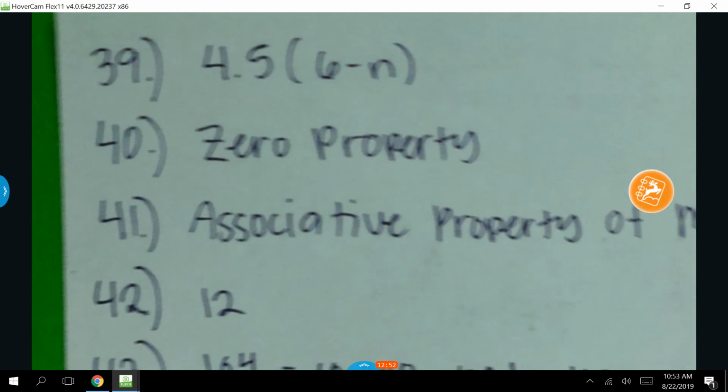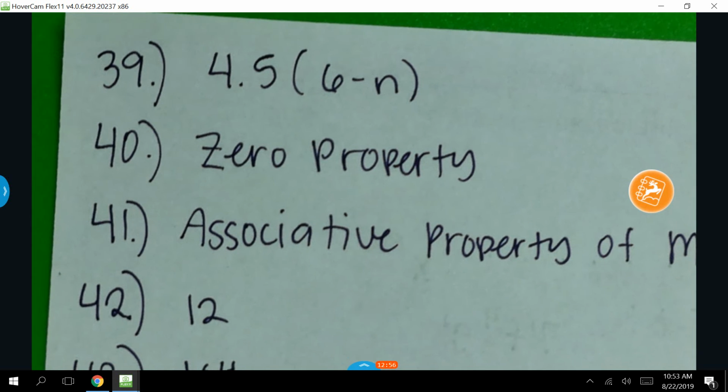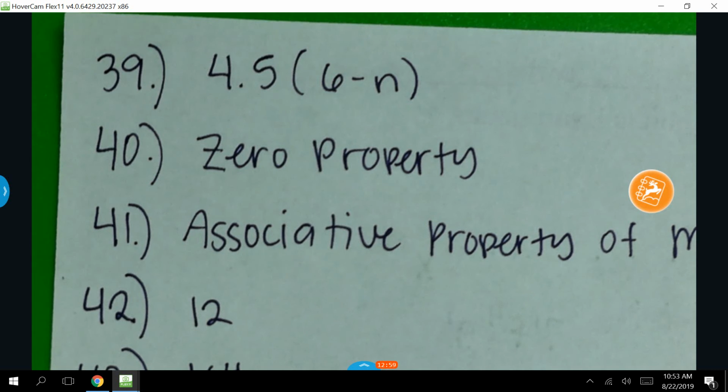I do not have the problems back here. I just have my answers. So number 39, I think it said, well, wait, somebody read it. Can you read it for me, Aiden, so it'll pick up? Give an algebraic expression for the verbal phrase, the product of 4.5 and the difference of 6 and a number. Thank you. So the product of 4.5 and the difference of 6 and a number.